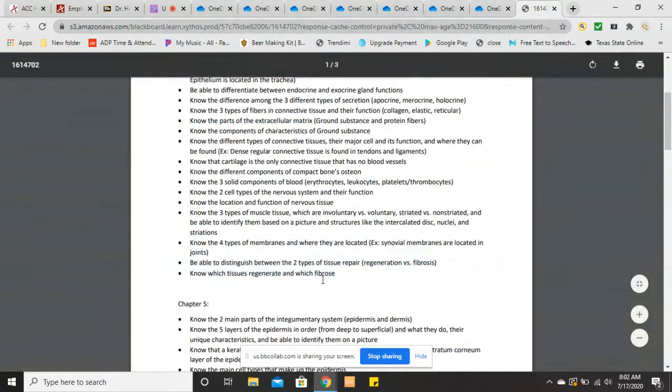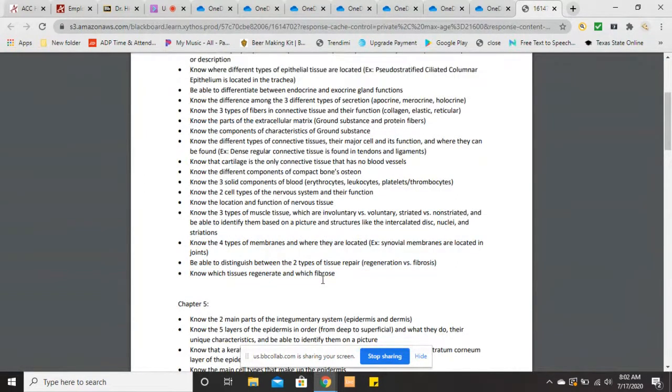And then lastly, you got to know which tissues will regenerate and which tissues will fibrose. We're sticking to the four tissue categories. Epithelial tissues will regenerate. Nervous tissue does not regenerate. Nervous tissue fibroses. It makes sense when you think about it. Think about a spinal cord injury. No one recovers from a spinal cord injury. Your paralysis is permanent because you do fibrosis in nervous tissue. If you learn to do regeneration in nervous tissue, you will win a Nobel Prize.